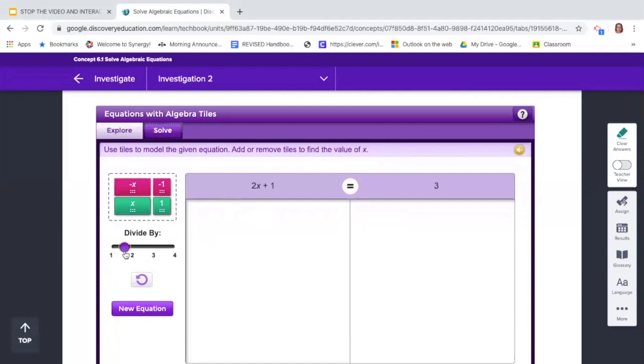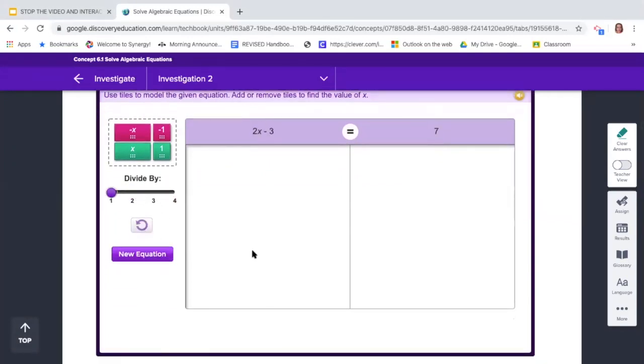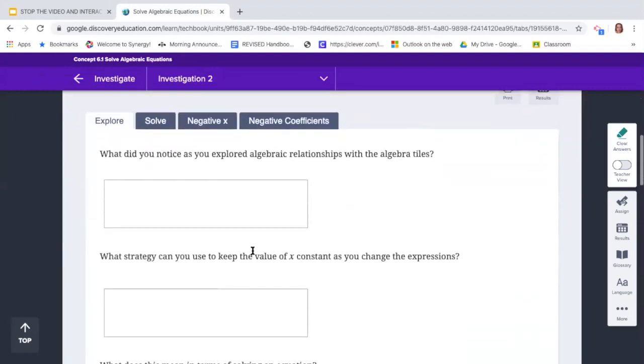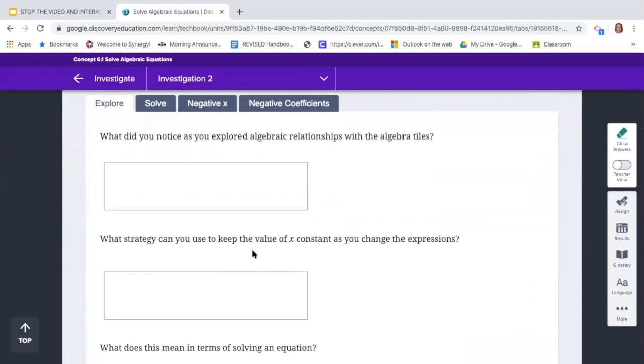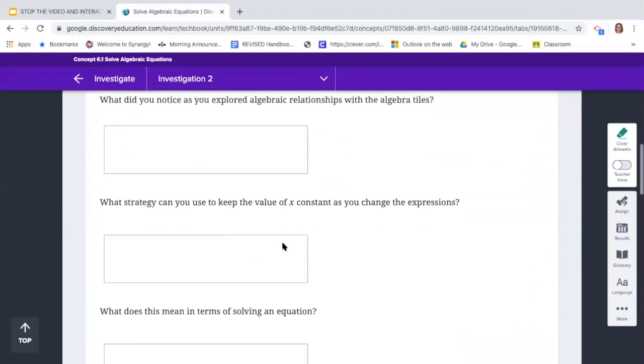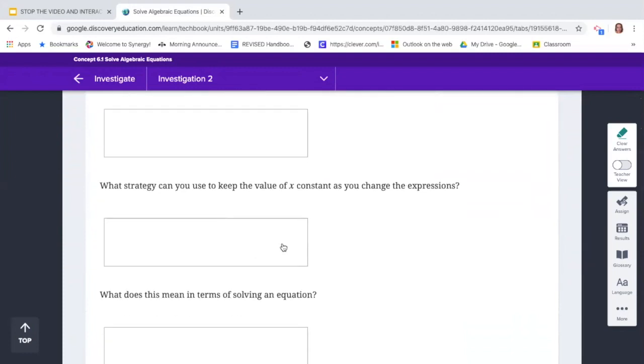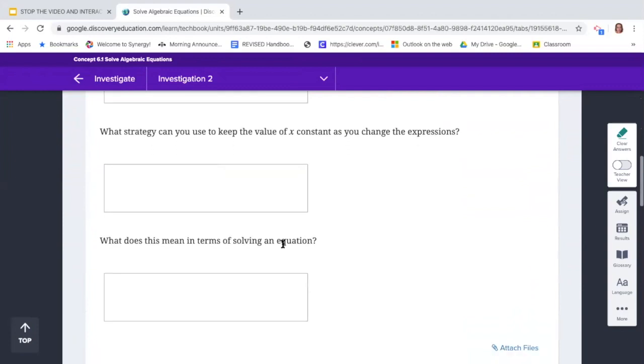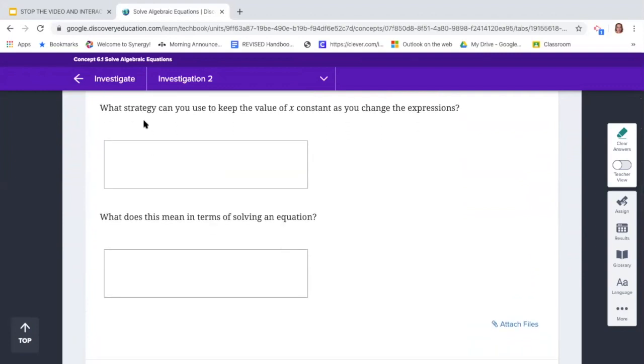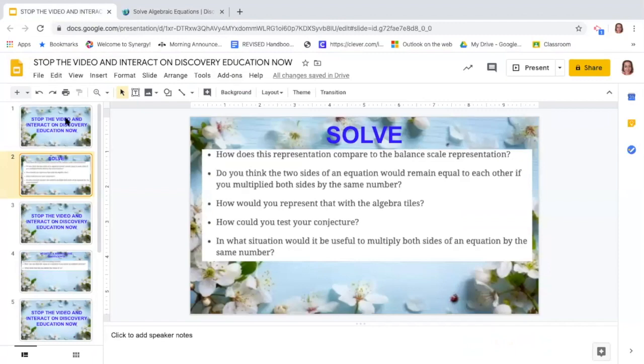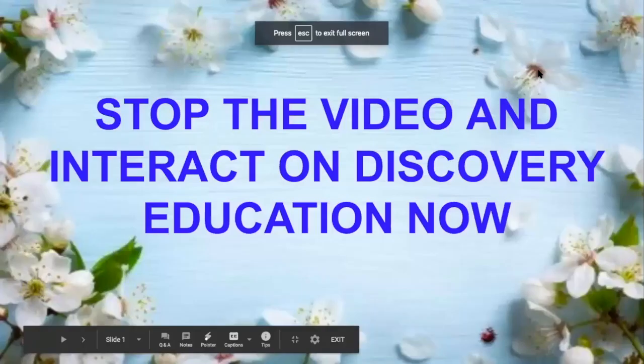Please take notice of the divide by symbol here that you can use so that you can change it in this way as well. When you're ready for a new equation, you would hit new equation. While you're doing this, please think of these three questions. What did you notice as you explored algebraic relationships with algebra tiles? What strategy can you use to keep the value of x constant as you change the expressions? What does this mean in terms of solving an equation? So take a moment now and pause the video and think on your own and use the interactive, please.